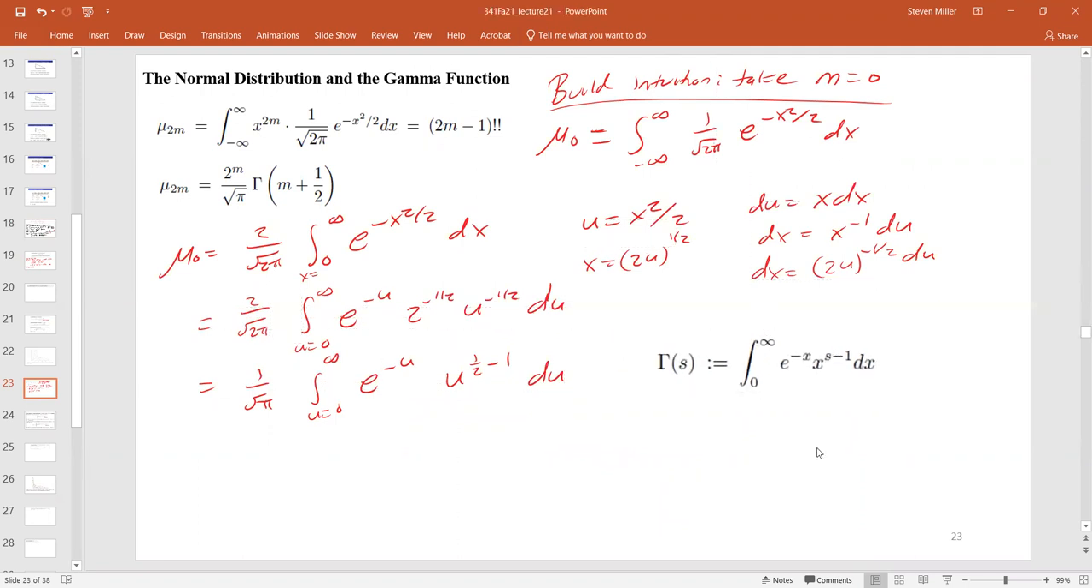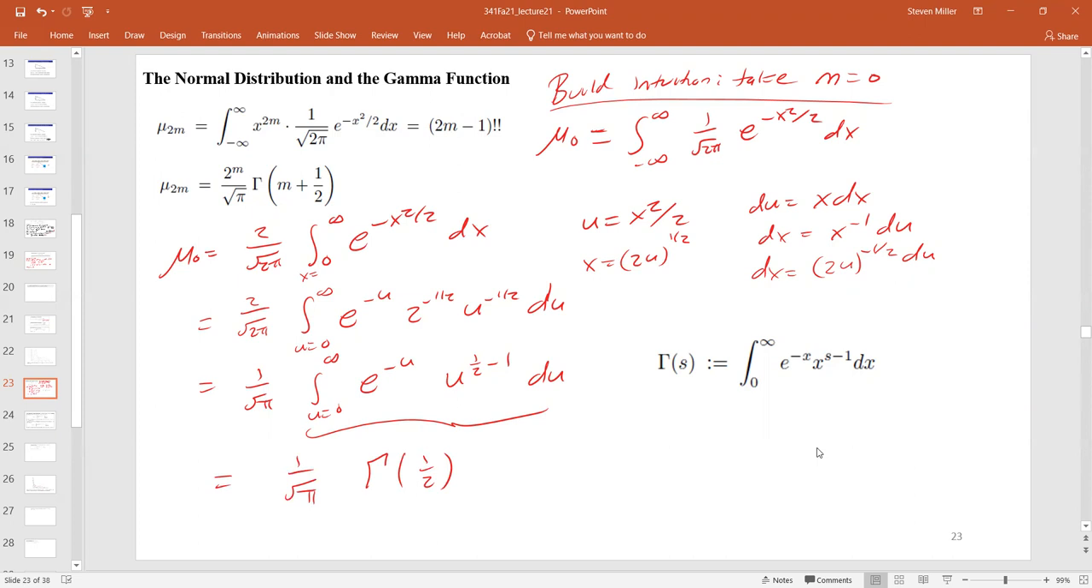I'm trying to make it look like the gamma function. In the gamma function, I wanted e to the minus u, and now I want my variable u to the s minus 1. So I don't want it to the negative 1/2, I want it to something minus 1. So I'll write negative 1/2 as 1/2 minus 1. So this over here is just going to be what? The gamma function at 1/2. And this is 1 over square root of pi.